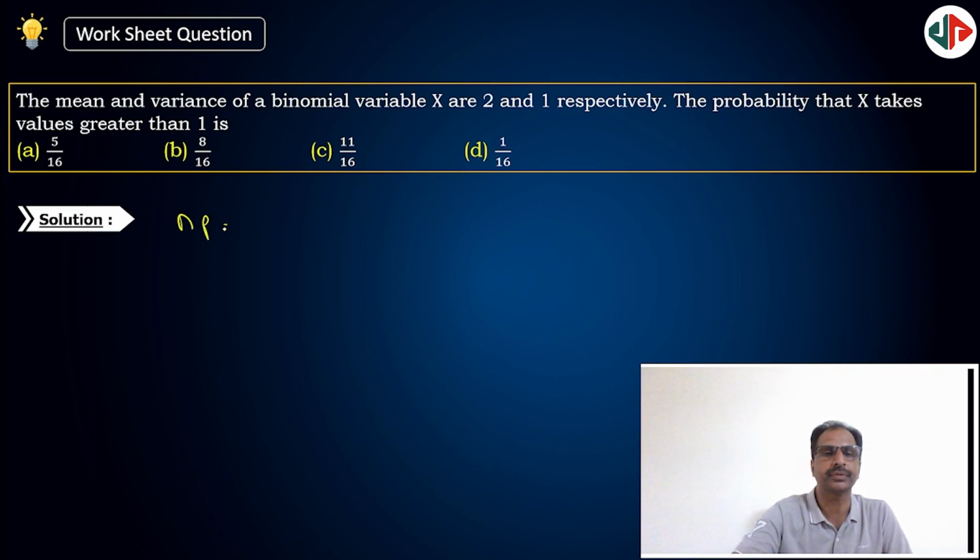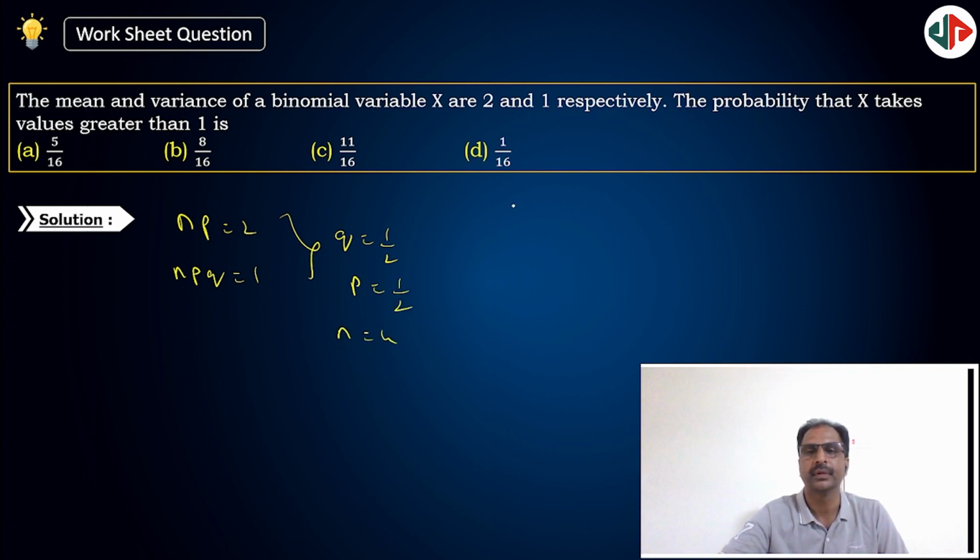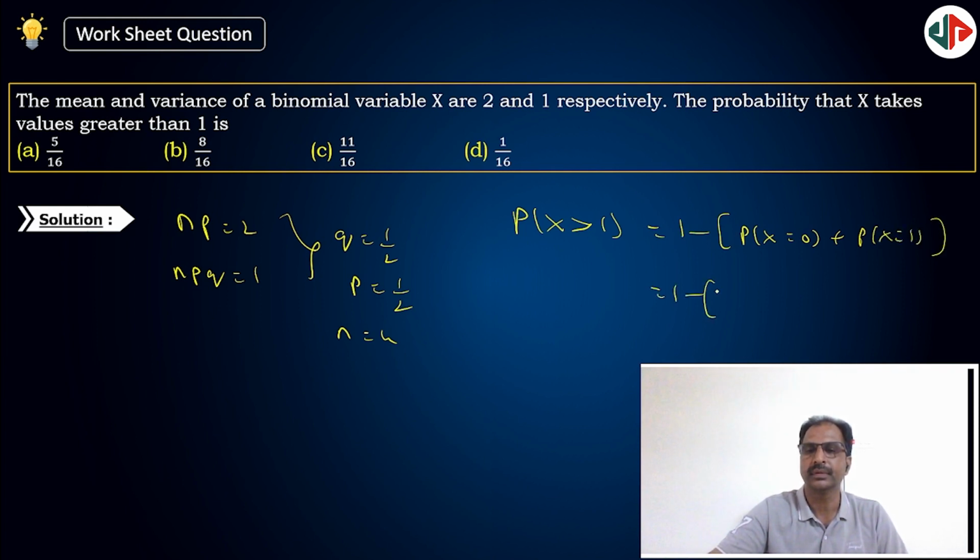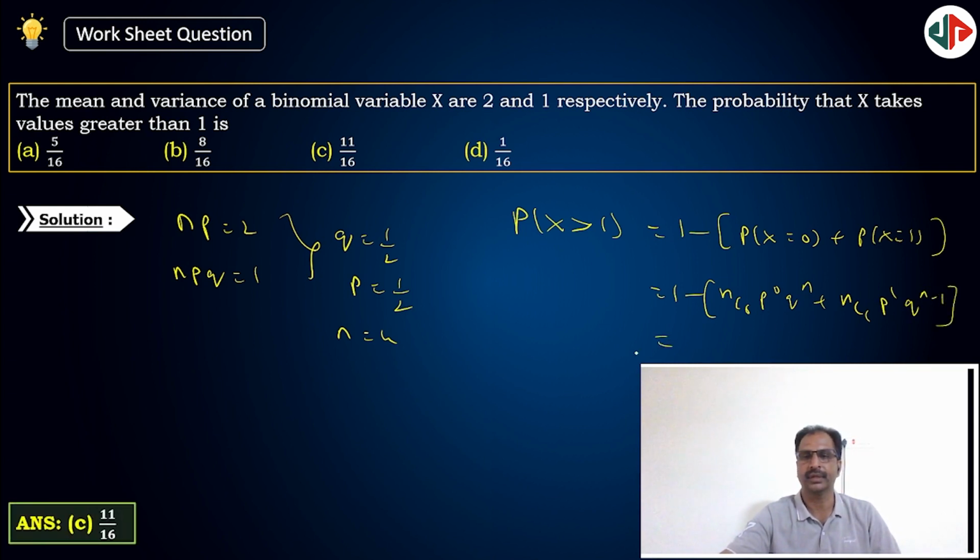Next, mean is given as 2. Variance is given as 1. So from this, Q will be 1 by 2, P will be 1 by 2, N will be 4. And probability of X value greater than 1. Greater than 1 means 1, 2, 3, 4. Instead of that, 1 minus P of X is equal to 0 plus P of X is equal to 1. This is NC0, P power 0, Q power n, NC1, P power 1, Q power n minus 1. N is known, P is known, Q is known. Substitute, you'll get 11 by 6.